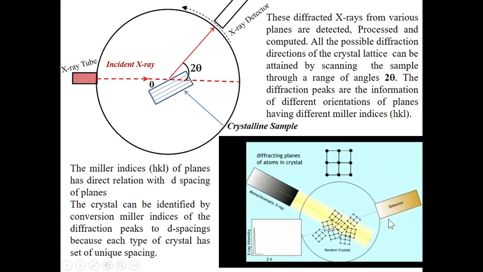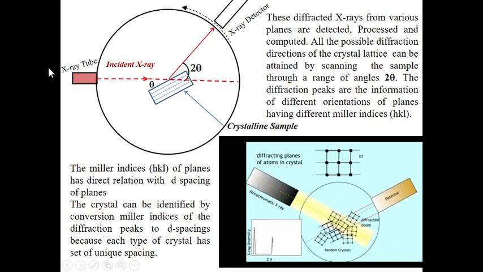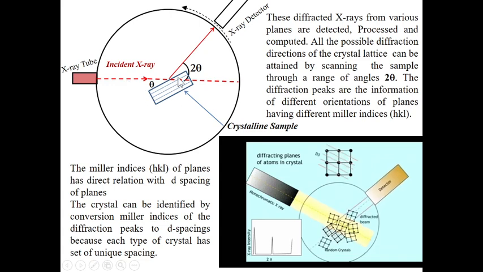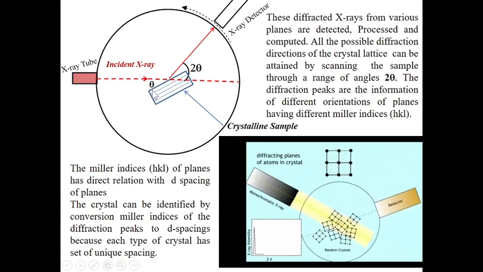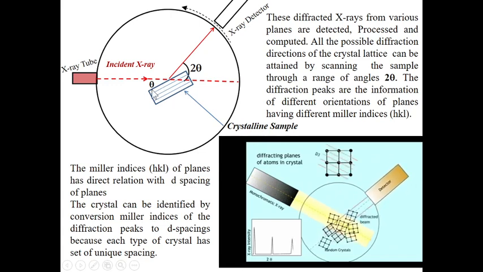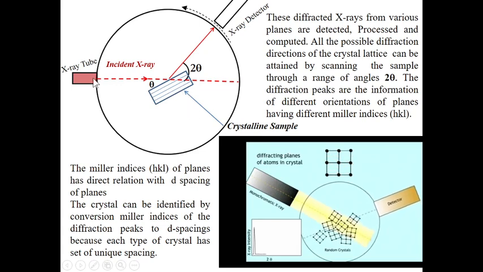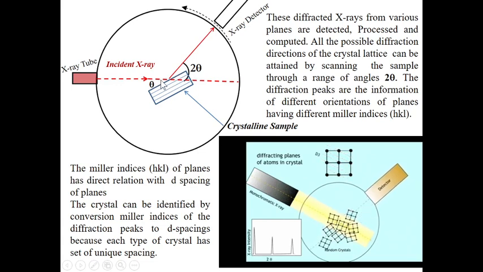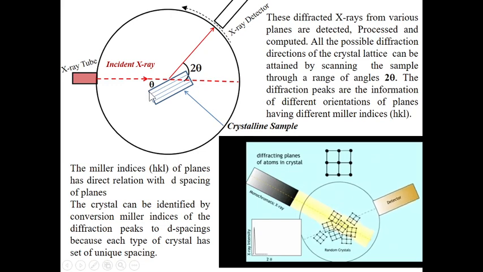Here I have an animation, you can easily understand that this is your X-ray tube from which the X-ray is incident on a single crystallite. This is your single crystallite, but here it is written crystalline sample. So this will be a crystalline sample, meaning a large number of planes will be there. Here is the incident X-ray, and this is your diffracted X-ray, and theta is the angle measured between this plane and the incident line. And 2 theta is this angle.